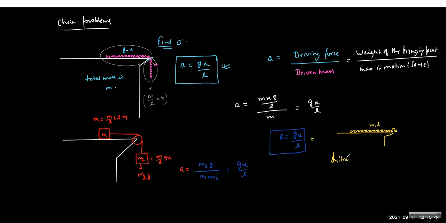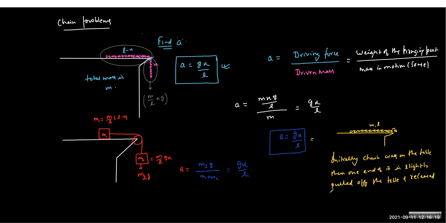Initially, the chain was on the table. Then one end of it is slightly pulled off the table and released. Find its speed when it completely leaves the table. Do this now.